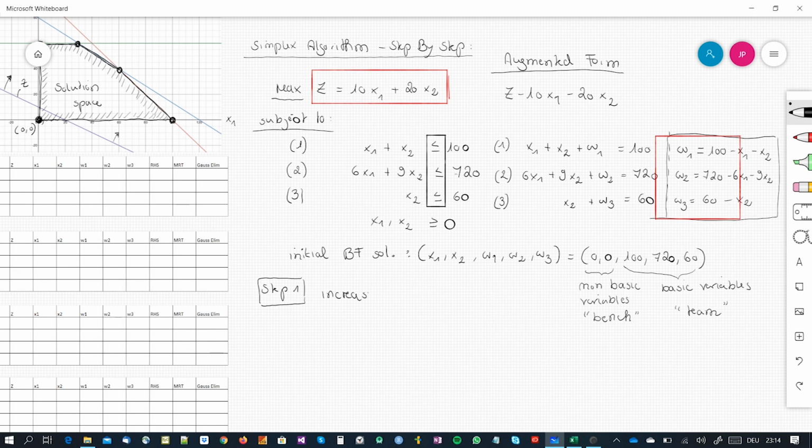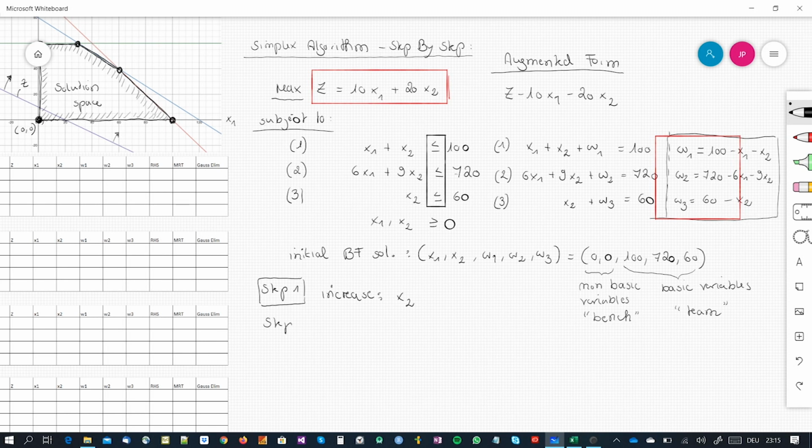So we see that we have a coefficient for x2 of 20 and 10 for x1. So if we increase x2 first, then we get, for every unit that we increase, 20 monetary units, whereas when we do the same for x1, then we just get 10. So the first good guess for the simplex algorithm would be to increase x2.